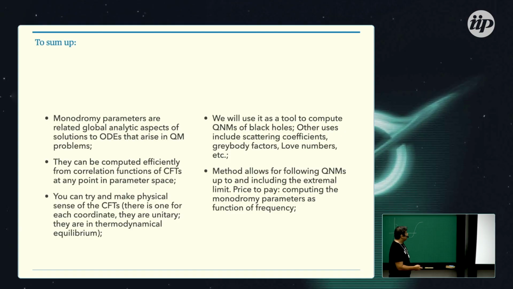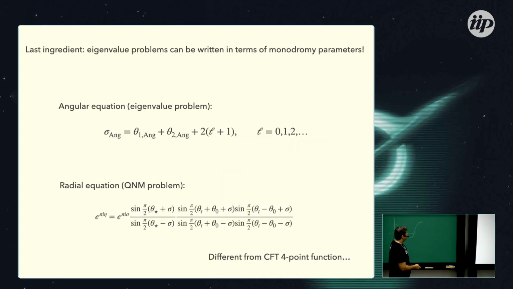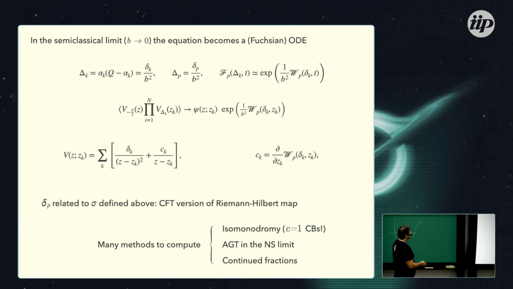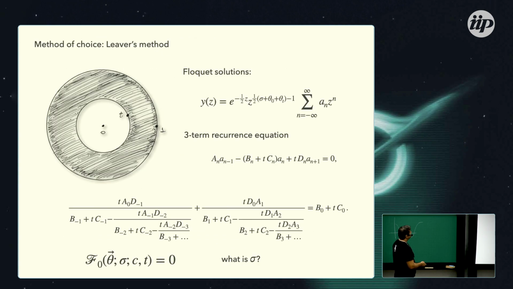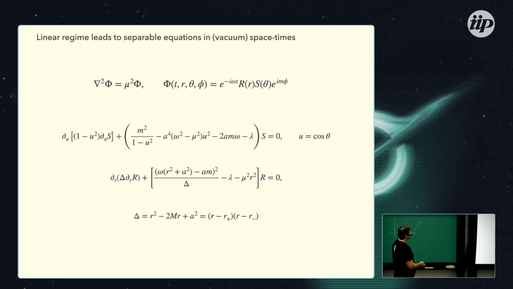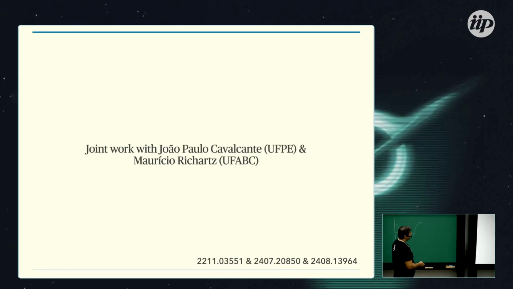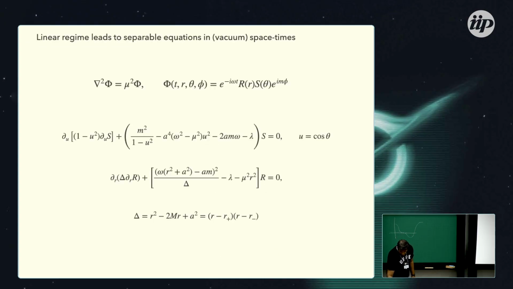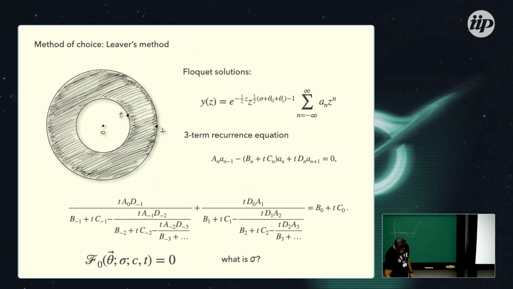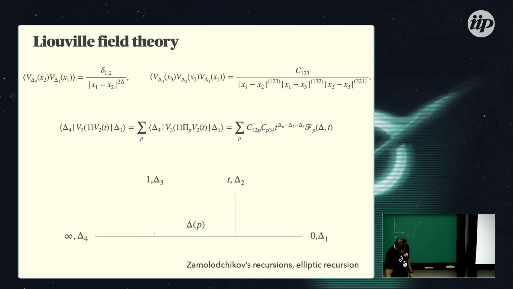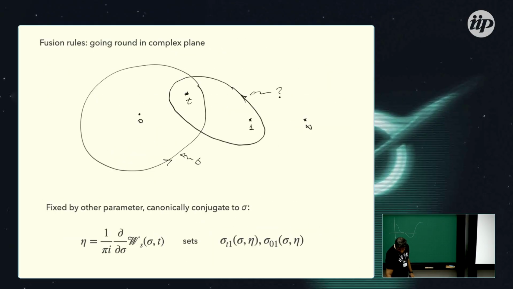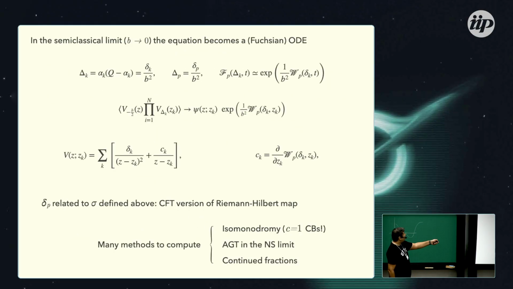For instance, I can tell you another one right away. You have some problem of the angular equation to compute this angular eigenvalue. This angular eigenvalue translates to a problem which is given basically in terms of the derivative of the conformal block.